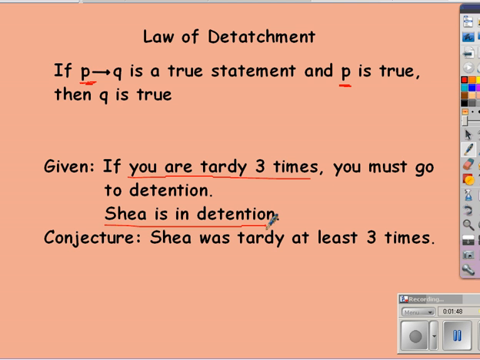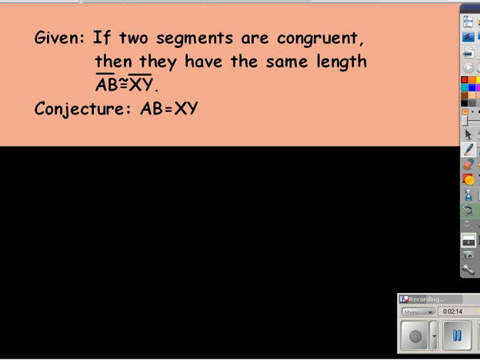One says you are tardy 3 times. One says Shay is in detention. They're not the same. So we cannot use the law of detachment to make this conjecture that Shay was tardy at least 3 times. She could have hit somebody or done something else bad. So this would be invalid. That is an invalid statement. We'll look at another example here.